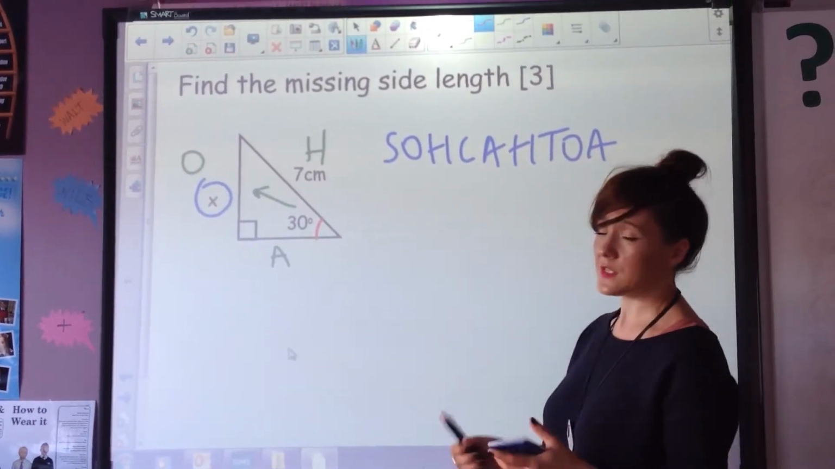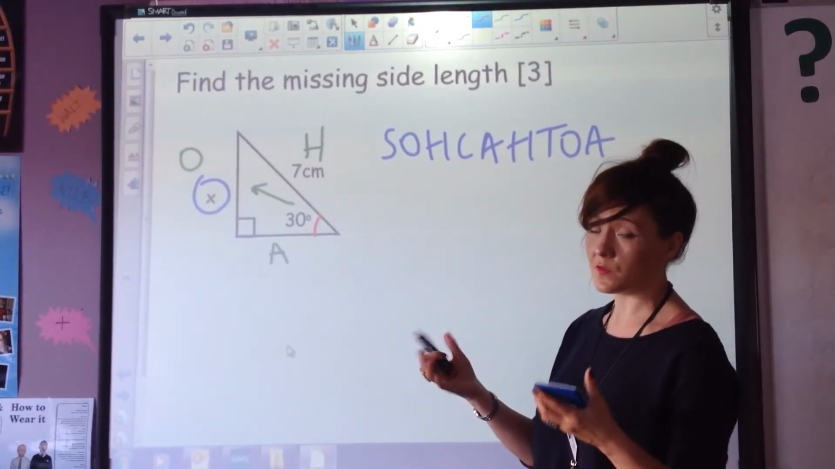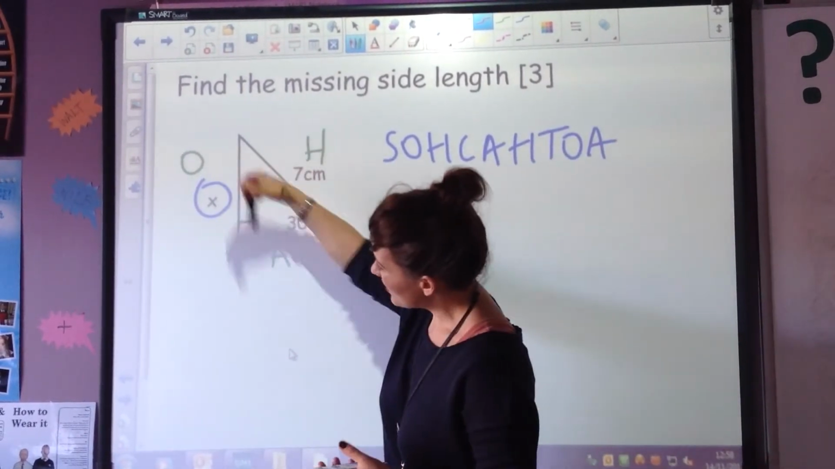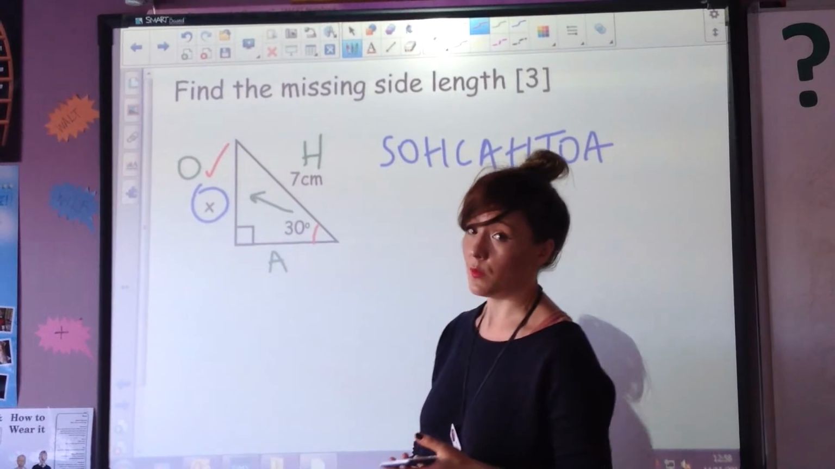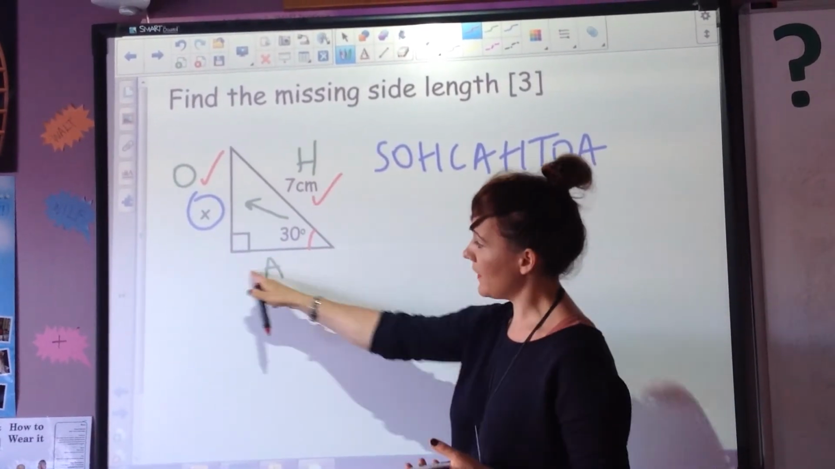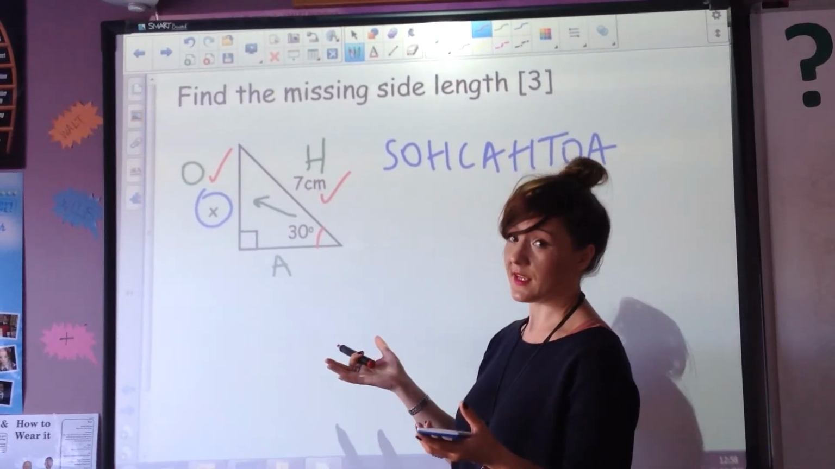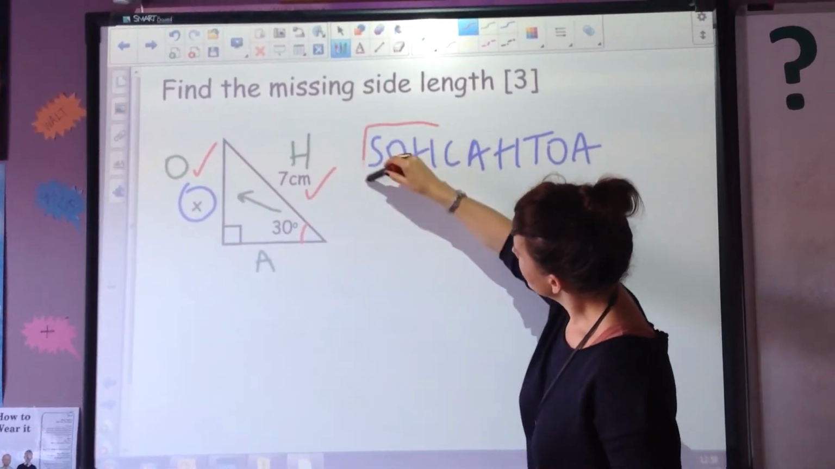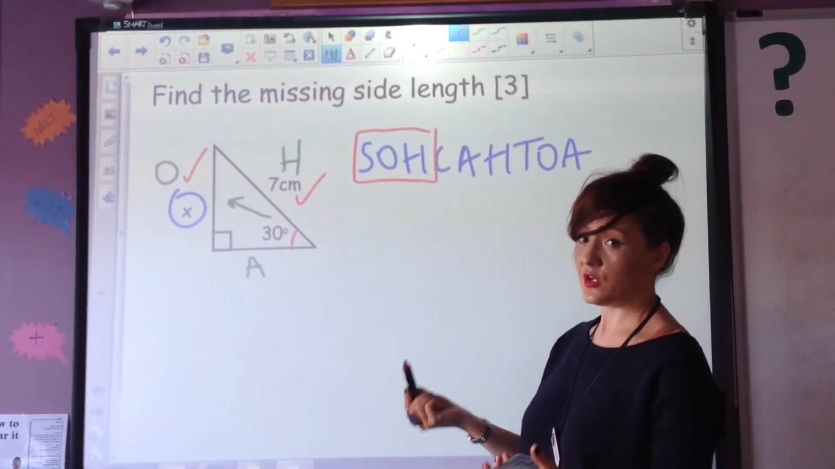Next thing, we need to identify which two sides are involved, because the two sides are going to select the ratio that we need to use. So, we're trying to work out x, so we need to tick that one, because that's what we're trying to work out. And we know h. We don't know anything about this adjacent at all, so there's no point ticking it, it's no use to us. So O and h is in this ratio, so we're using sin.